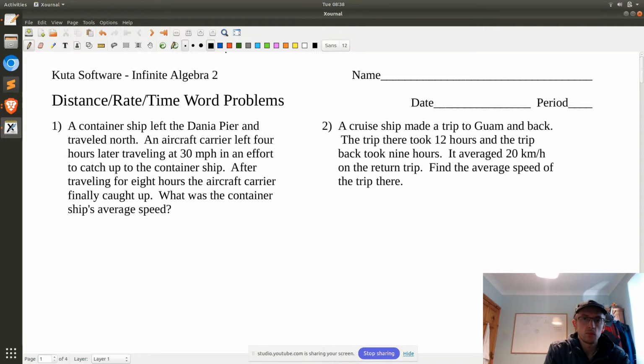Okay, so what's the picture? Wait, just going to have some water. Okay, so the aircraft carrier left 4 hours later and traveled at 30 miles an hour after traveling for 8 hours. So how far has the aircraft carrier gone?